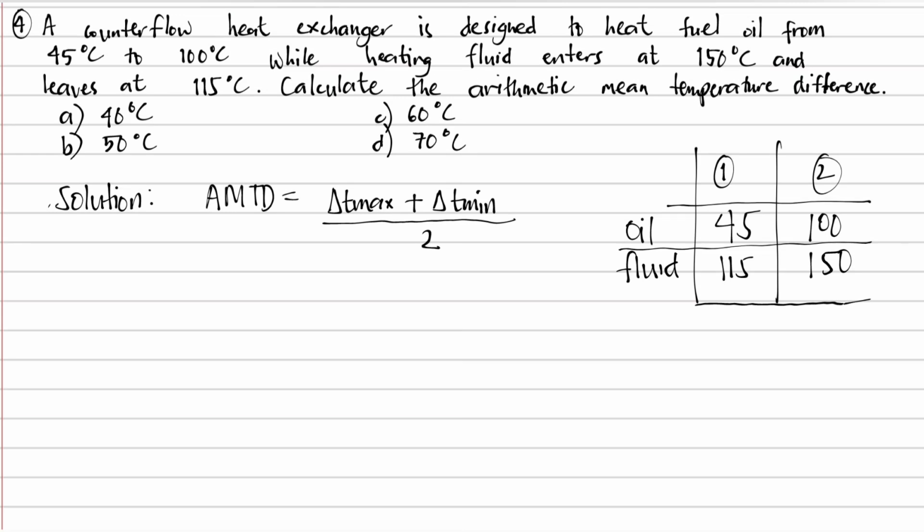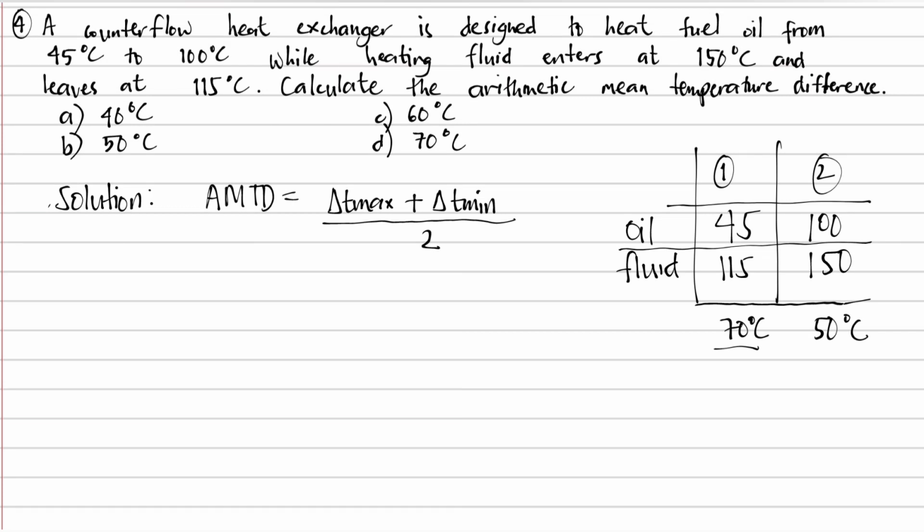Kaya, kung kukunin mo yung delta T max and delta T min, malalaman mo na kagad. So, yung delta T max, pag pinag-minus mo si 115, tsaka 45, lalabas dyan is 70. Tapos 150, tsaka 100, lalabas dyan ay 50. So, yung delta T max natin, yung 70 degrees Celsius. Yung delta T min natin is 50 degrees Celsius.